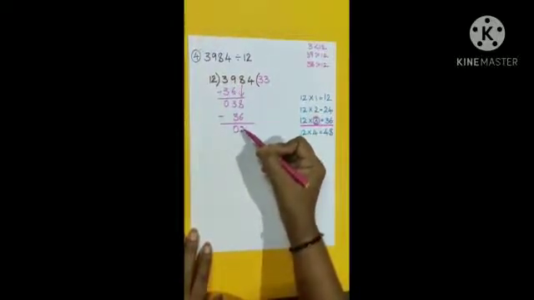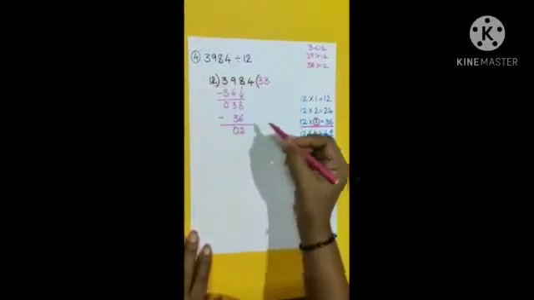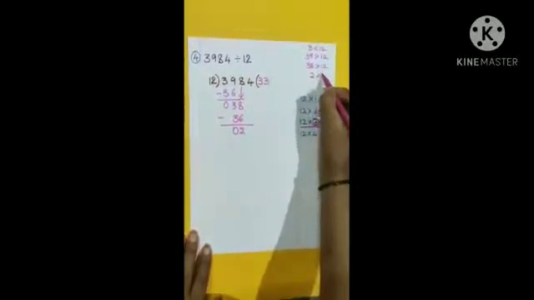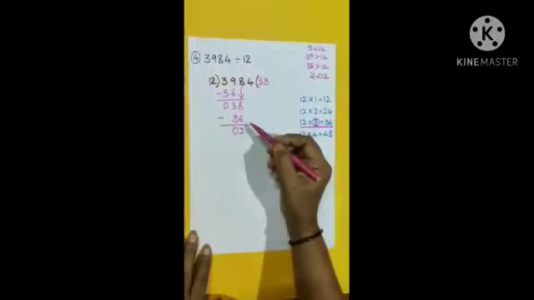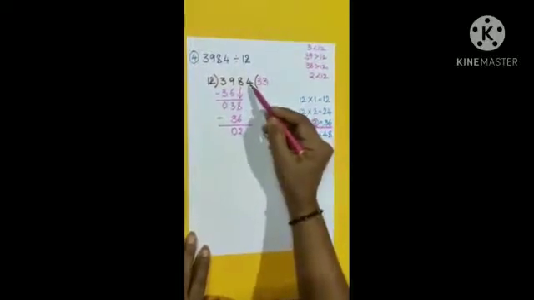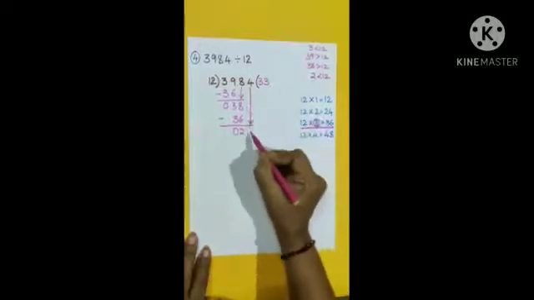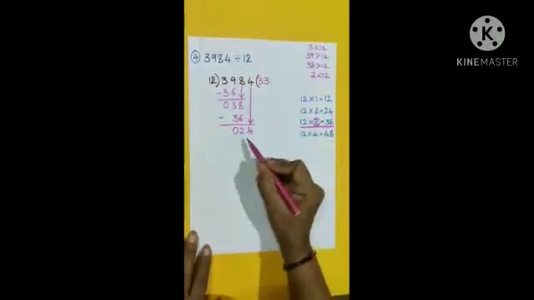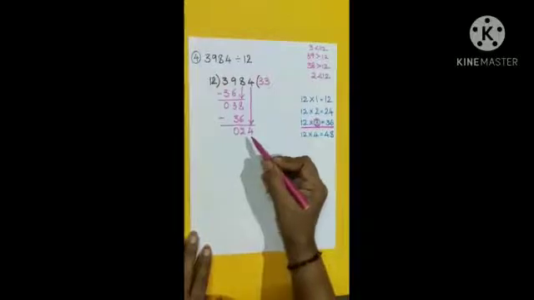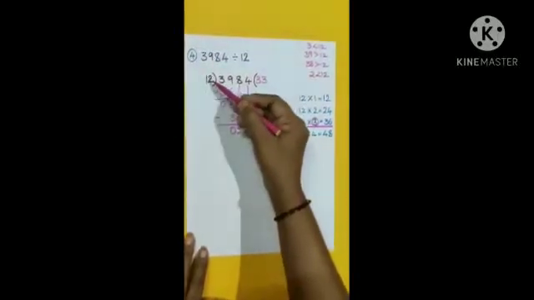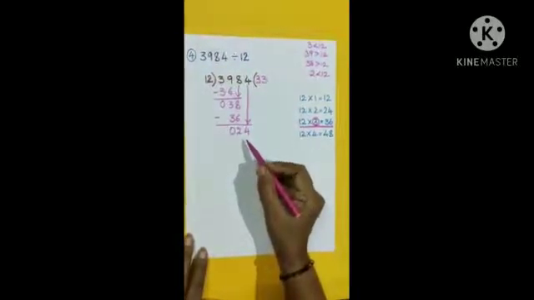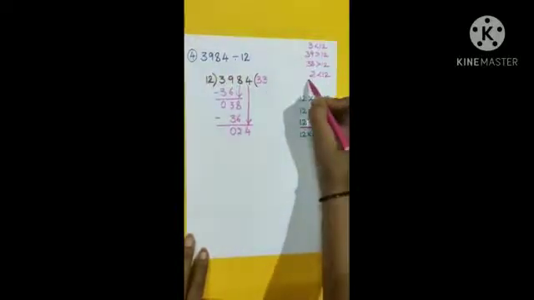Now compare 2 with the divisor 12. 2 is smaller than 12. So we have to consider the next ones place digit, that is 4. Now the number is 24. Now compare 24 with the divisor 12. 24 is greater than 12.